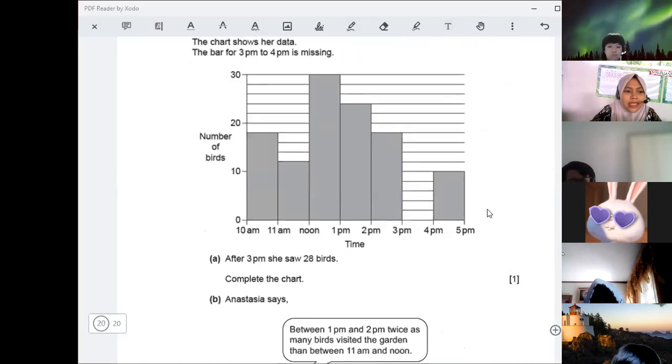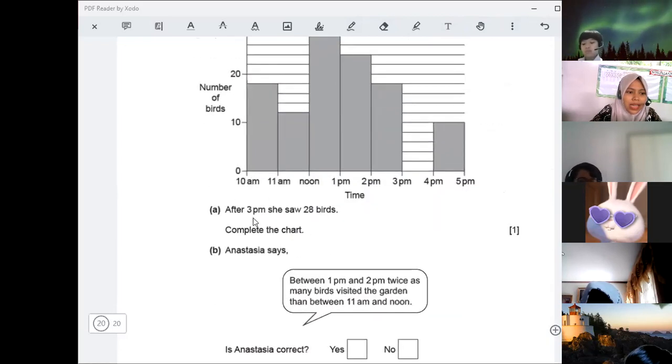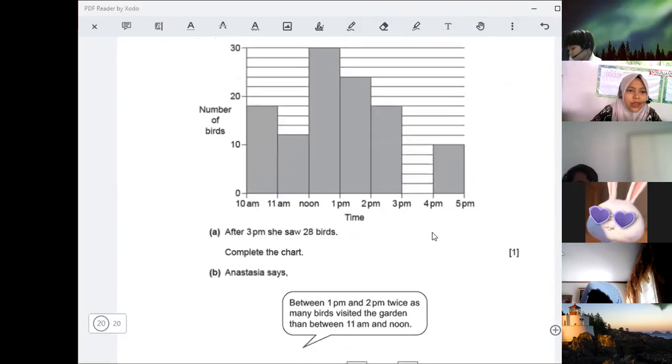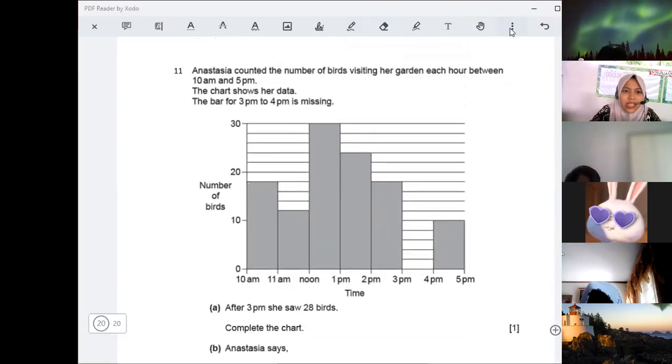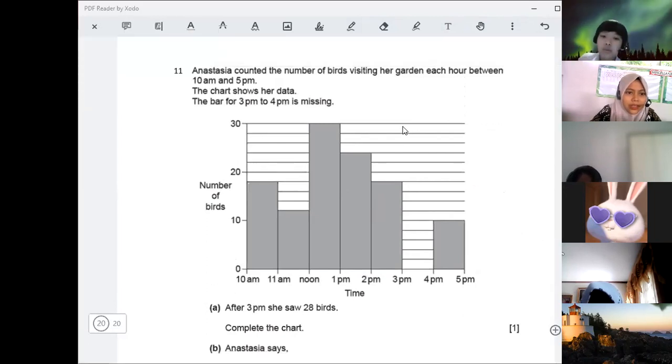Okay, next this. Anastasia complete the number of birds visiting the garden. This from 10 up to 5. After 3 p.m. she saw 28 birds. So how do we complete the chart, class? 28, is it right here? Is it right here? No? Why? Because it's after 3 p.m. but not before 4 p.m. That's right.